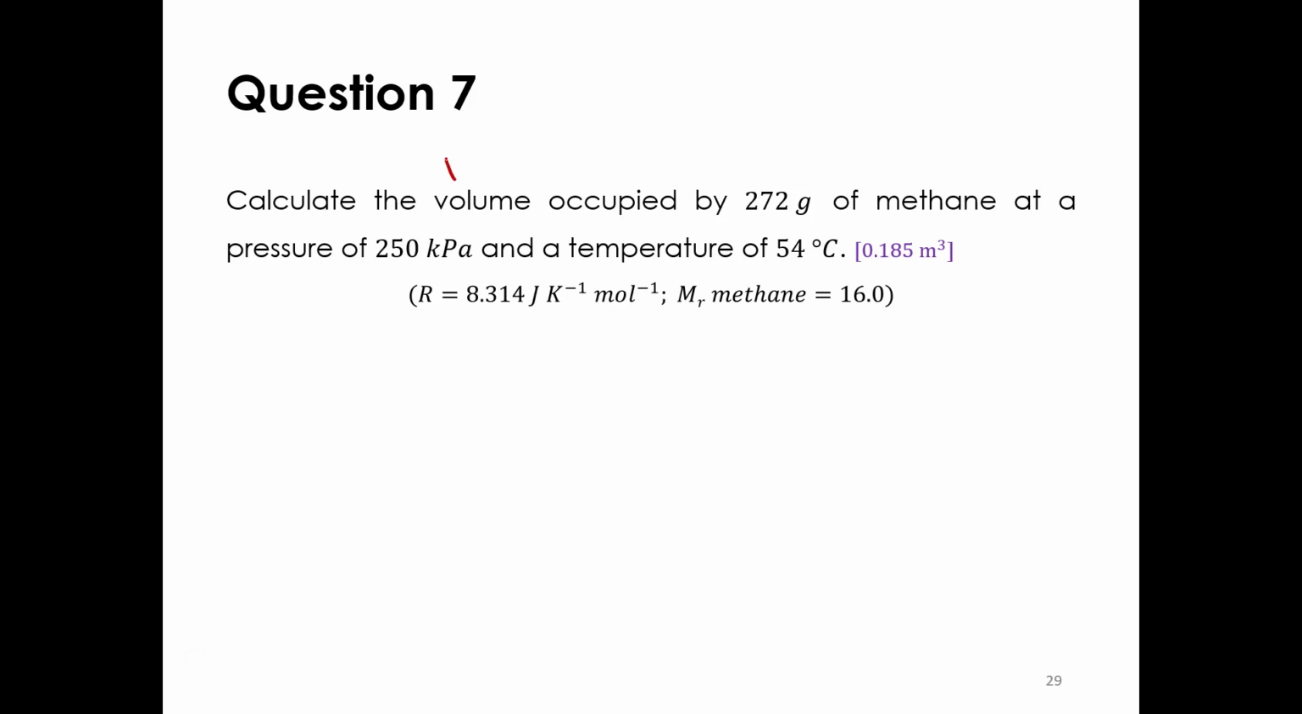Calculate the volume that is occupied by this mass of methane, and I have the pressure and the temperature. As you can see here, there is no change in the condition. I have P and I want to find V. I have the mass, and whenever you have the mass, you know the compound, so there is no problem finding the number of moles. So you have PV equals nRT.